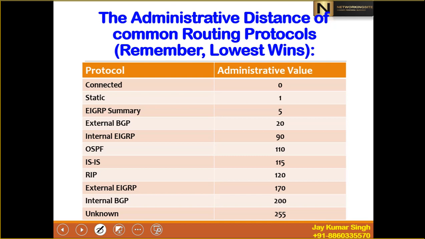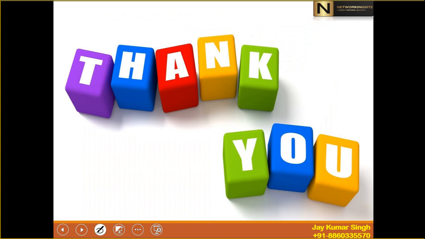So these things you have to remember from an exam perspective. This is the default administrative distance, and you can see here lowest will win. And how does lowest win? When you have multiple protocols running on a single router, the lowest one will be preferred to send the data. Okay, so we are done with this introduction to routing protocol.